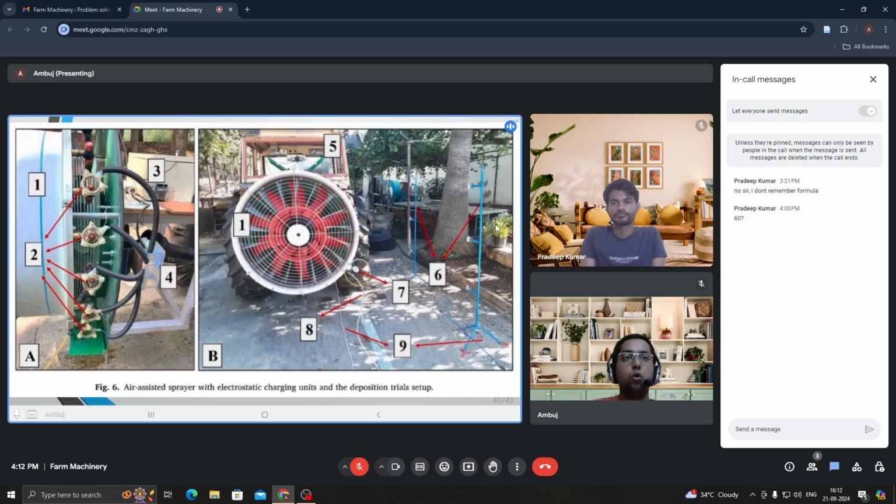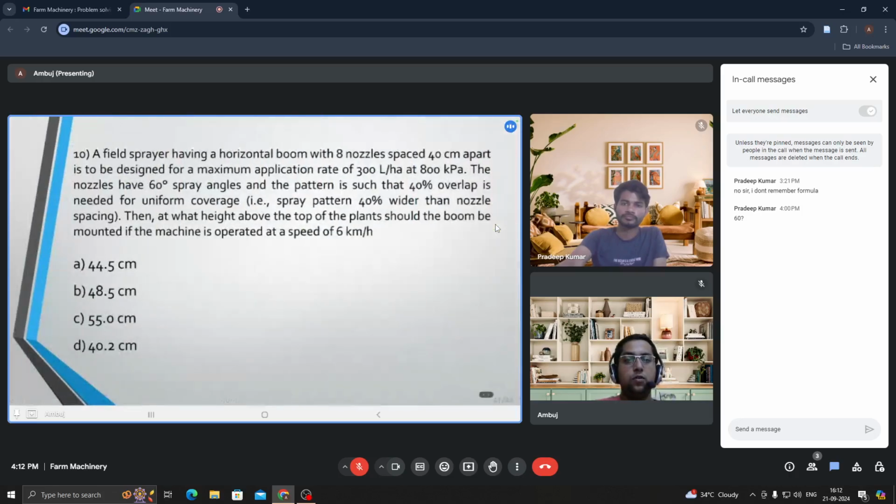Okay, which will blow the entire air along with the liquid charged mixture. Okay, so this is the theory as well as the application of electrostatic spraying. Okay, moving forward to the last question for the day.